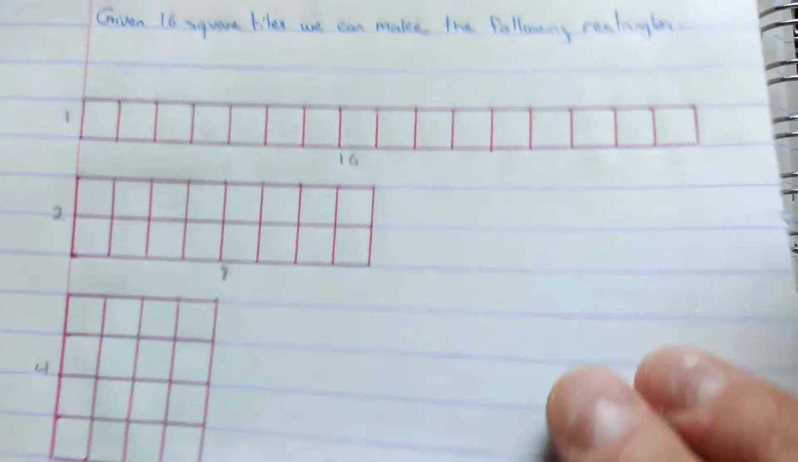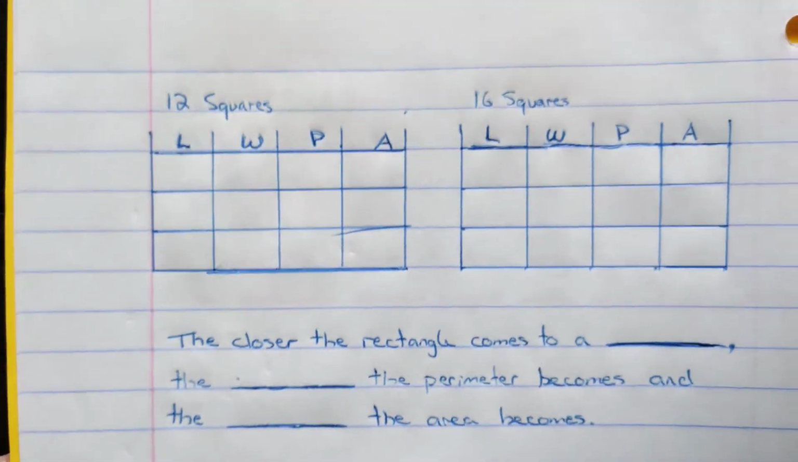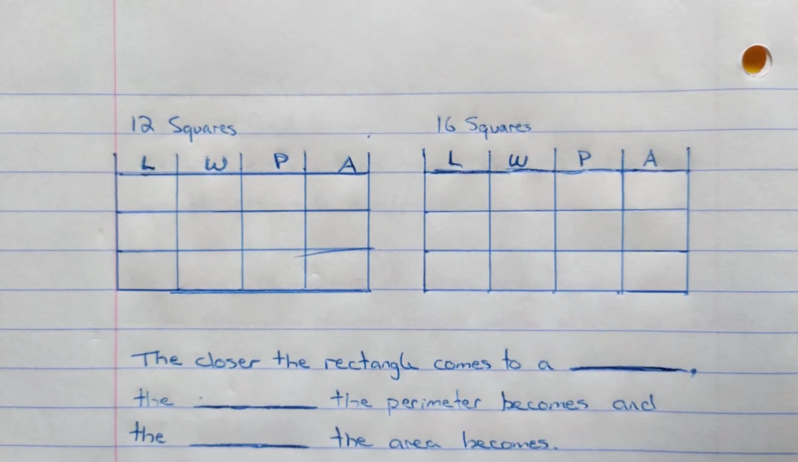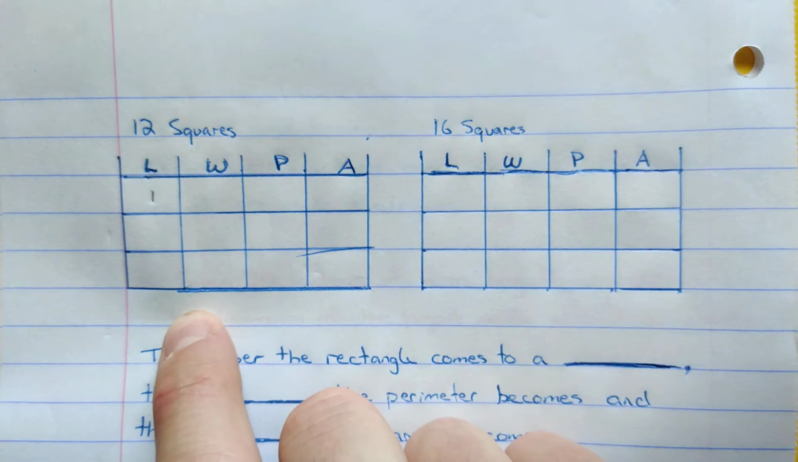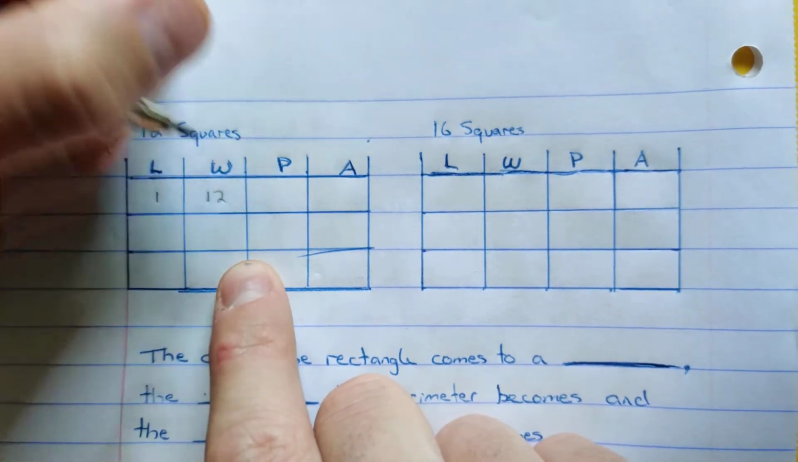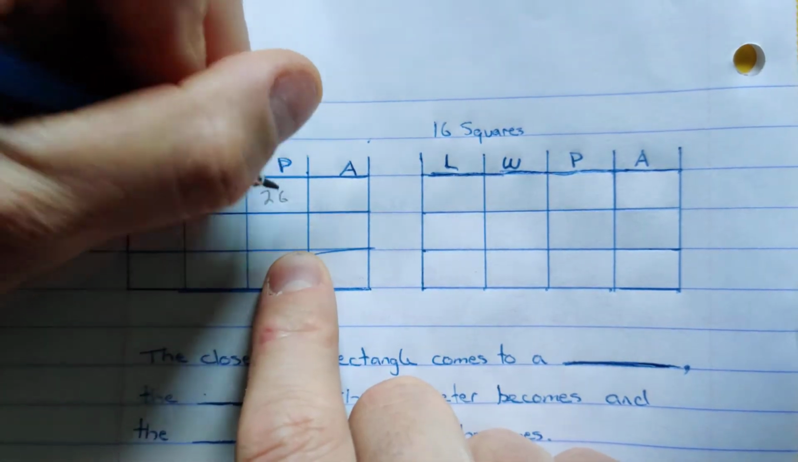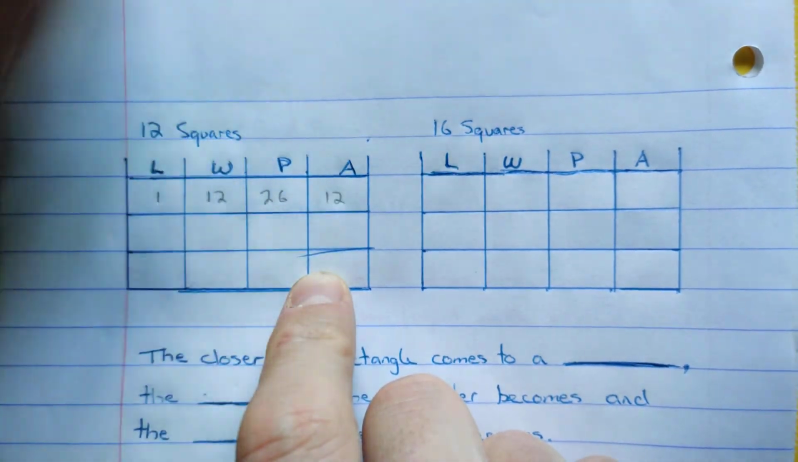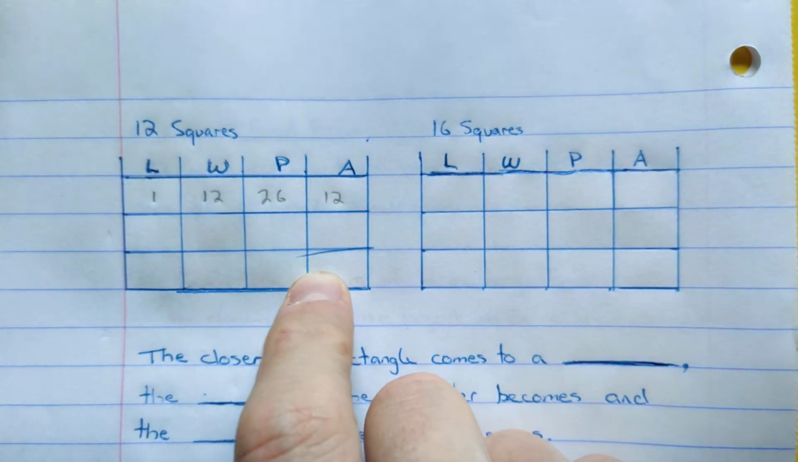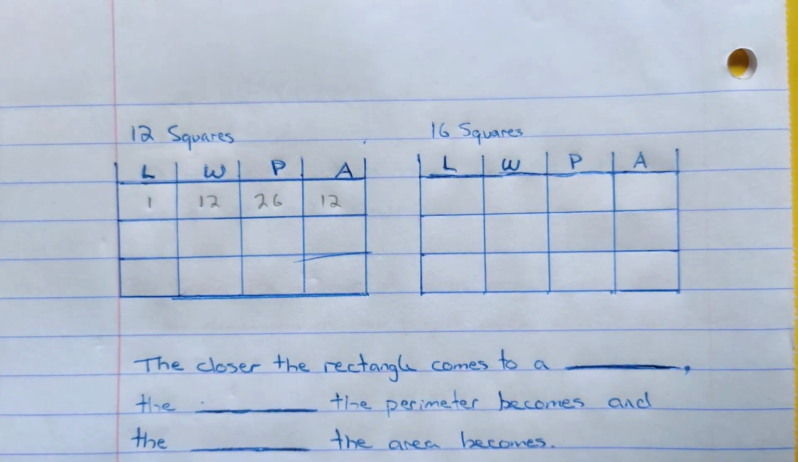So let's use those to fill in this table. If the length is 1 with the 12 squares, the width would be 12. The perimeter of that is 1 plus 12 times 2, which is 13 times 2, which is 26. The area is 12. And I'm not putting the units in because I didn't really write units, and I don't really have room to fit square in there.